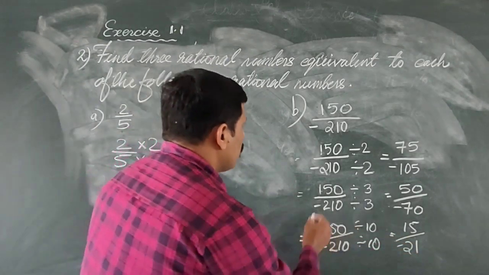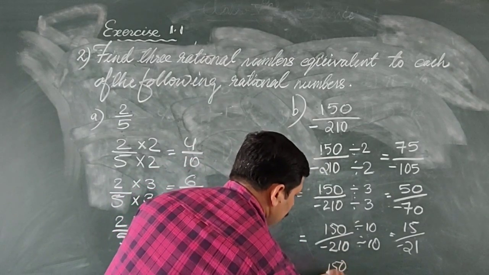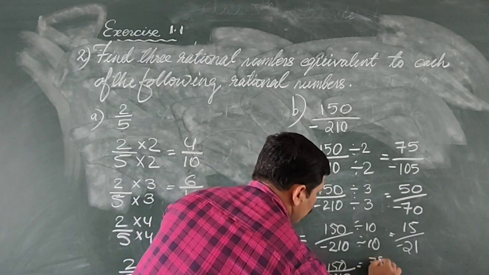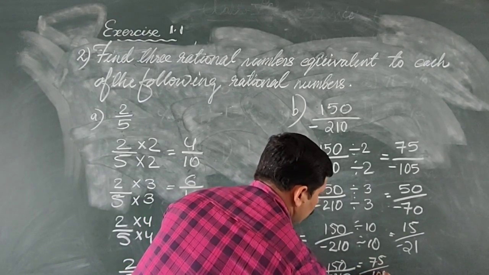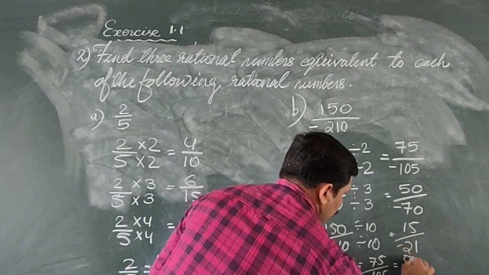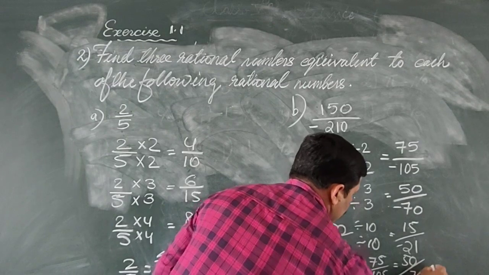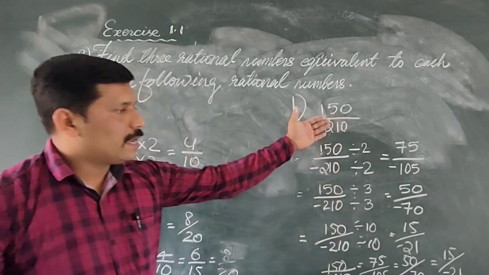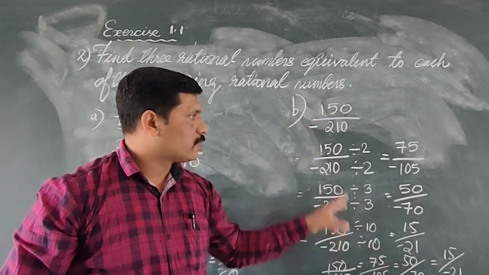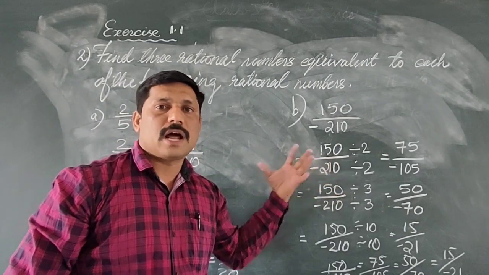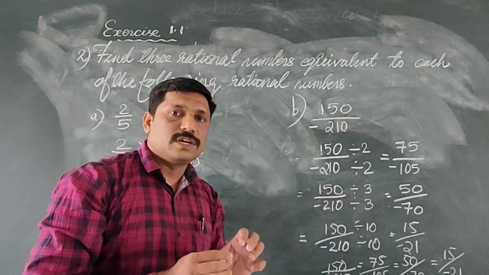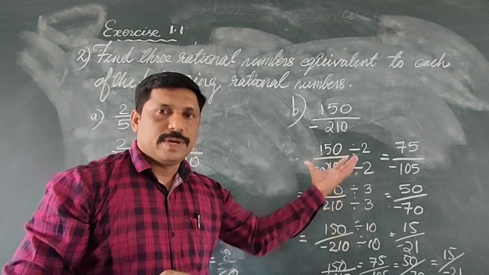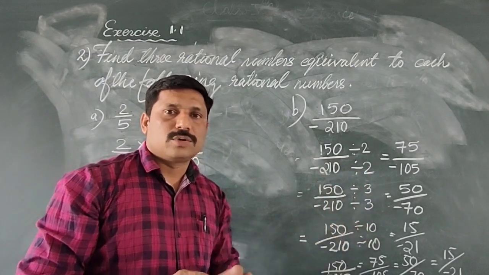Therefore, we can write in this way: 150 upon negative 210 is equal to 75 upon negative 105. That is again equal to 50 upon negative 70. That is again equal to 15 upon negative 21. So here we have found the three equivalent rational numbers of this number by dividing its numerator and denominator by the same number. So if it is possible to divide both numerator and denominator by a common factor, we can do it in this method. I think students, you understood this.